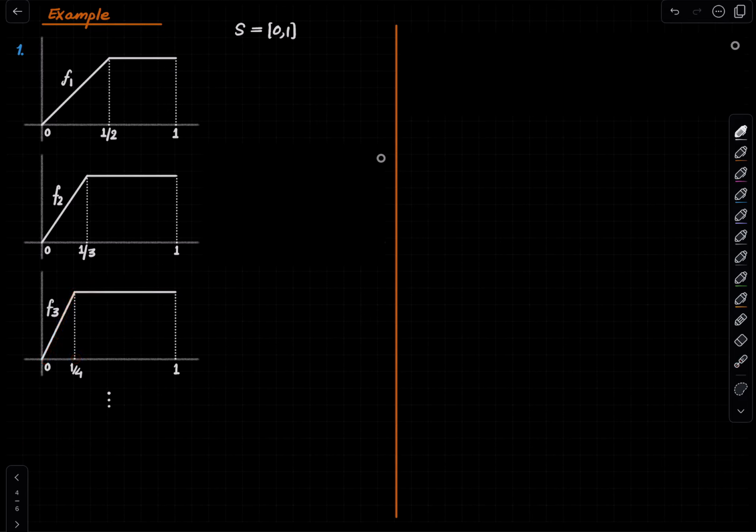So the general description is: fn of x is equal to (n+1)x if x is in this region, and 1 if this is the case. So you can see that if n were equal to 1, this becomes f1, and what we are saying is that f1 of x is 2x if x is between 0 and 1/2, and that's exactly what is going on.